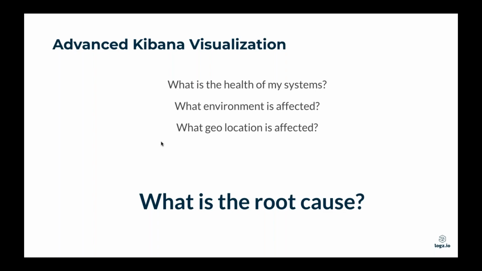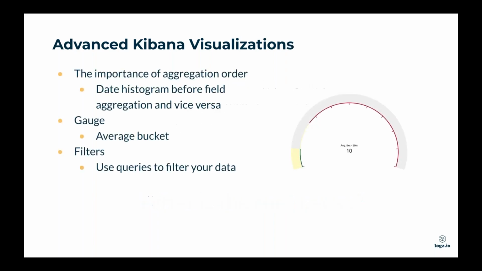So with that, let me show you some tips and tricks within Kibana's visualizations, and then we'll move forward to actually compile visualizations into a single dashboard that will help you troubleshoot this kind of issue. Today I would like to talk about the importance of aggregation order, so the date histogram before field aggregation and vice versa. We'll also show some gauge techniques with average bucketing, and we can actually use filters to categorize multiple values under a single label using queries to filter your data.